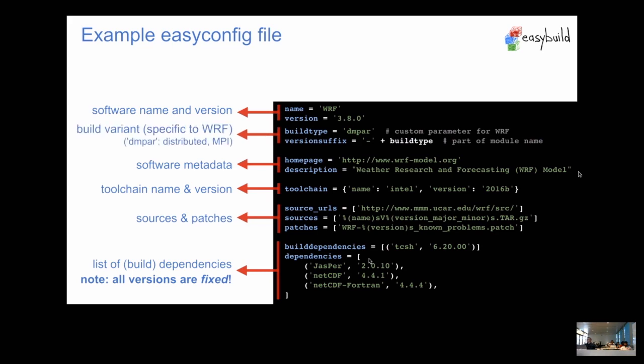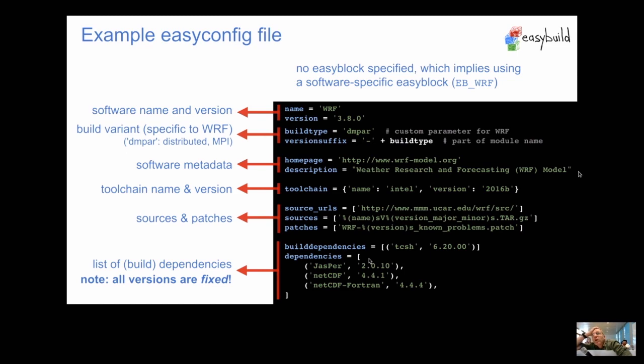Some of these are specific to Wharf, so build type is something very specific to Wharf that only makes sense for Wharf. And we also define a version suffix, which is like a label you put on the module name, so we can tell which type of Wharf installation this is. One thing we are not specifying here is which easyblock to use. That's because EasyBuild includes a custom easyblock for Wharf itself. If there's no easyblock specified, we'll go and look for an easyblock for that specific software.